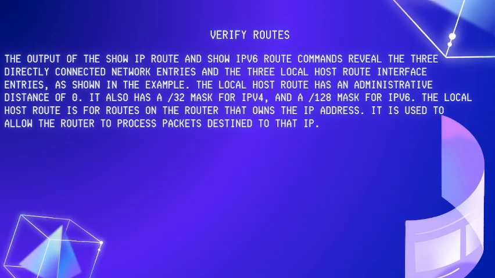So, verify routes. The output of the show ip route and show ipv6 route commands reveals the three directly connected network entries and the three local host route interface entries, as shown in the example. The local host route has an administrative distance of 0, and it also has a /32 mask for IPv4 and a /128 mask for IPv6. The local host route is for the router that owns the IP address. It is used to allow the router to process packets destined to that IP.